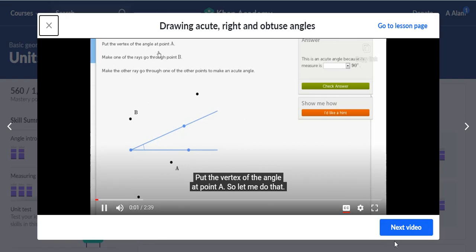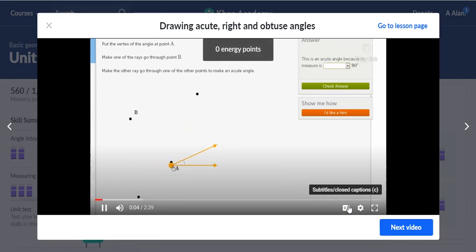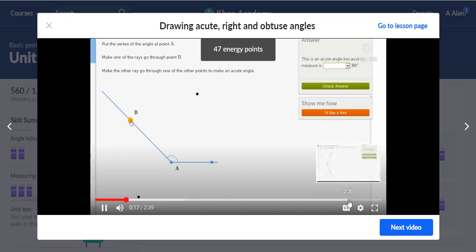Put the vertex of the angle at point A. So let me do that. Make one of the rays go through point B. Make the other ray go through one of the other points to make an acute angle. So an acute angle is an angle less than 90 degrees. So we can make one of these rays go through point B.